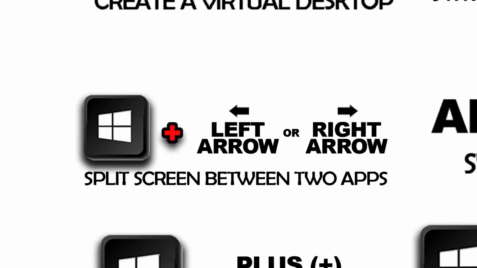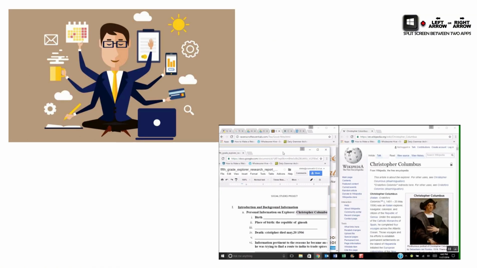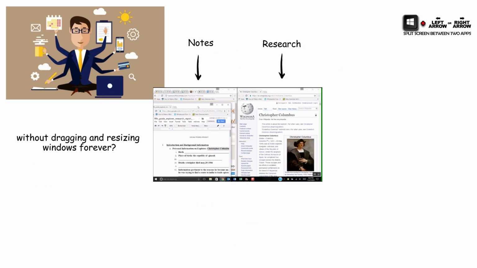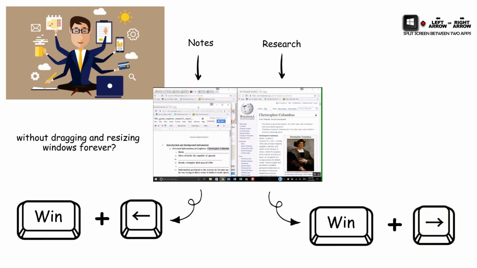Split screen between two apps. Here's one that'll make you look like a multitasking wizard. Ever wish you could work in two apps side by side, research on one, notes on the other, without dragging and resizing windows forever? Try this. Open the first app, press Windows plus left arrow, then open the second one and hit Windows plus right arrow. Boom, instant split screen, perfectly balanced.